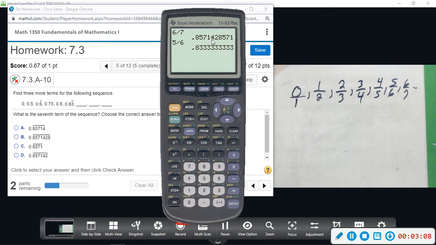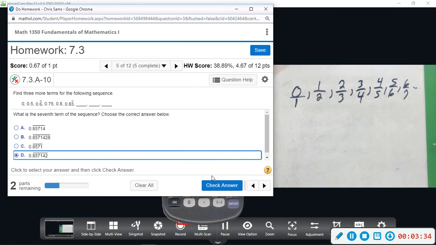0.8571, 428, 428, and then we start again. 8571. Okay, so we are repeating 857142. So D. This is the one that's showing all those repeated figures.